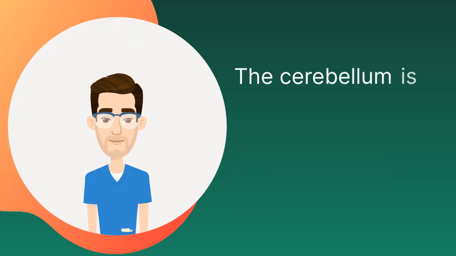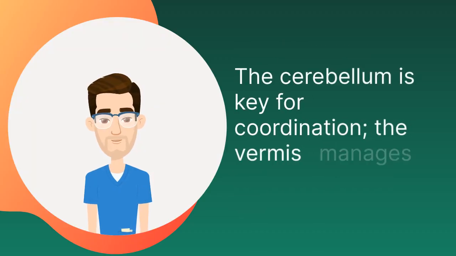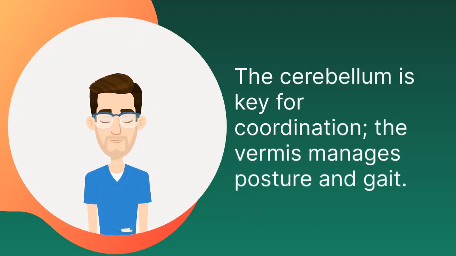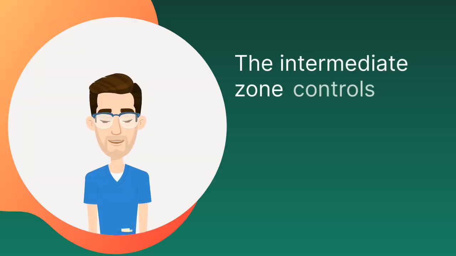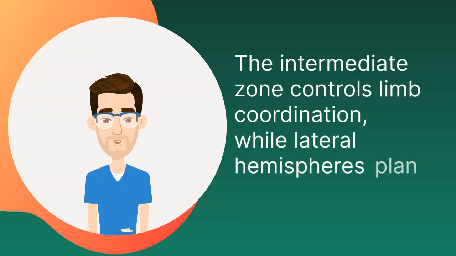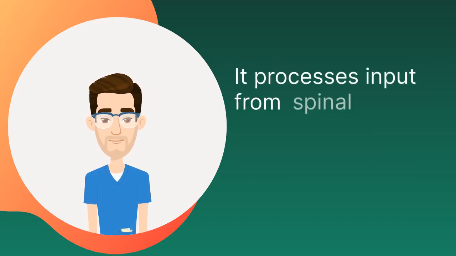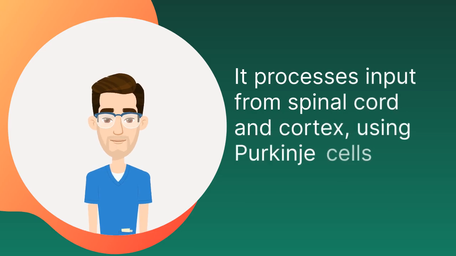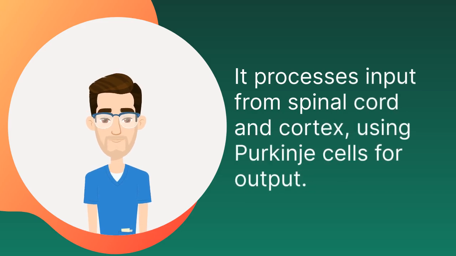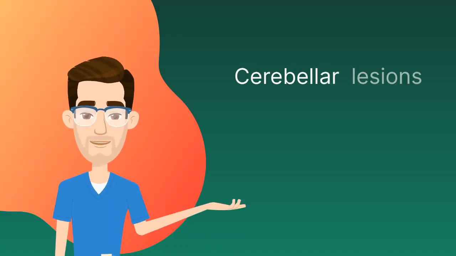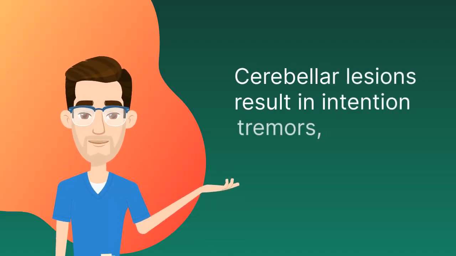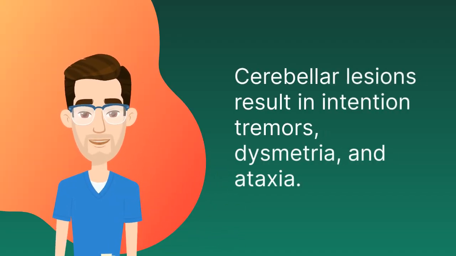The cerebellum is key for coordination. The vermis manages posture and gait. The intermediate zone controls limb coordination, while lateral hemispheres plan fine motor tasks. It processes input from spinal cord and cortex, using Purkinje cells for output. Cerebellar lesions result in intention tremors, dysmetria, and ataxia.